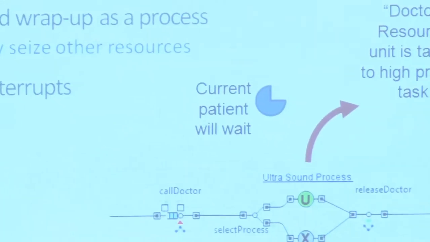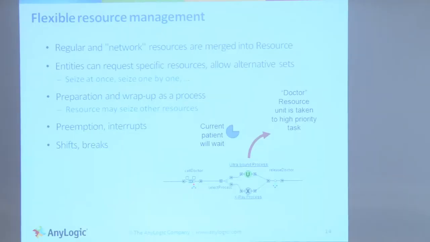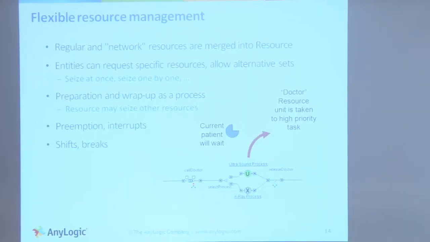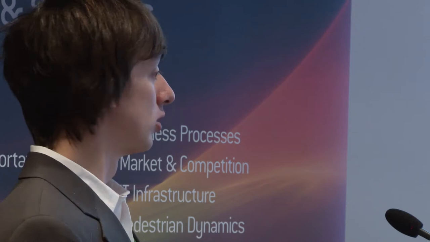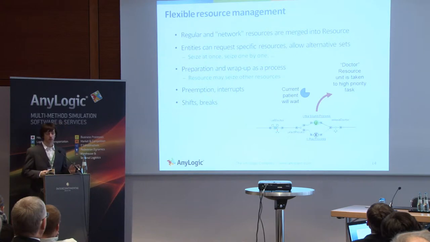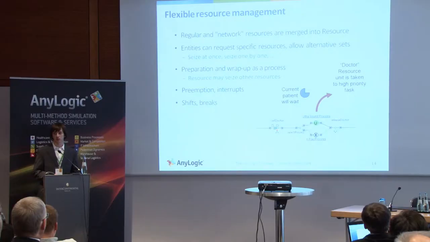So the next improvement is one of the major improvements in a new library, a flexible resource management. First of all, we'll merge different kinds of resource units. There will be no regular or network resource units, and all resources will operate with tasks, not entities. Yes, there will be entities, but also some tasks like failures, maintenance, and all of these will have their own priorities, and they can interrupt each other and preempt.